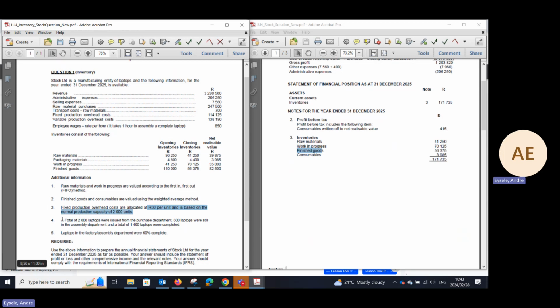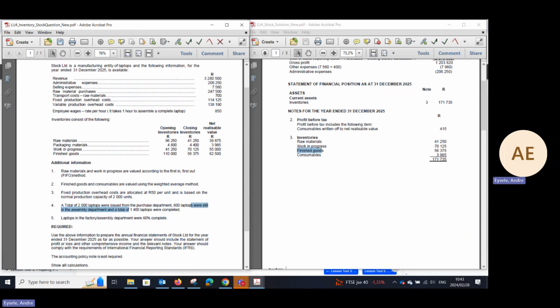Now, this is a curveball that has been thrown in from the previous question, the stock question. This indicated that a total of 2,000 laptops were issued from the purchase department, and 600 laptops were still in the assembly department, and a total of 1,400 laptops were completed. Okay, so now we have included that 2,000 laptops were issued from the production department, and the 600 are still in assembly. They're not yet finished, and 1,400 laptops were complete.